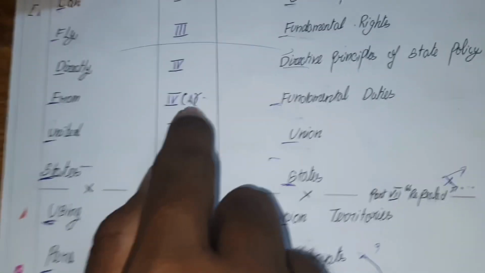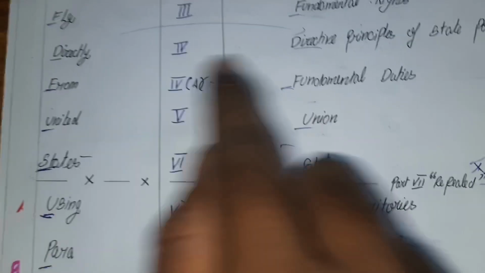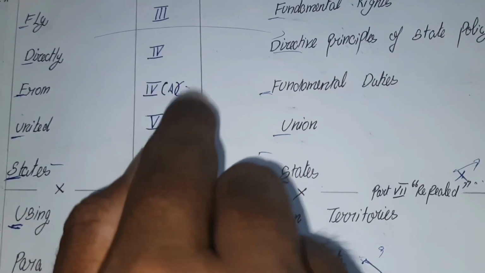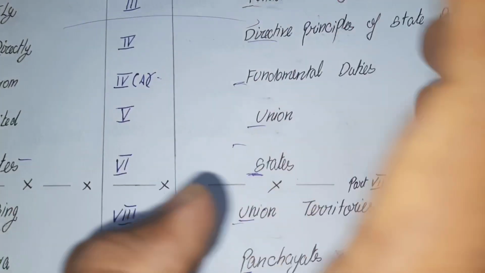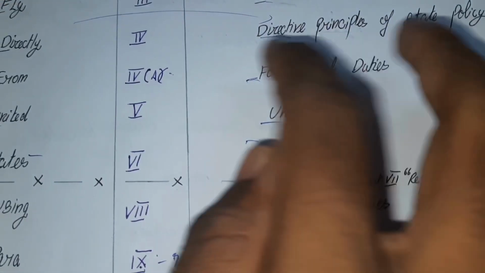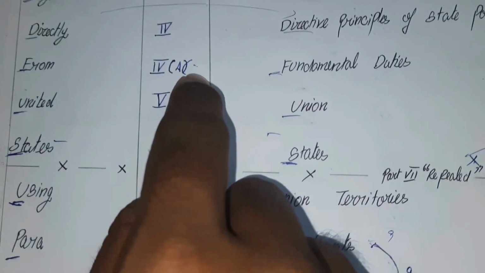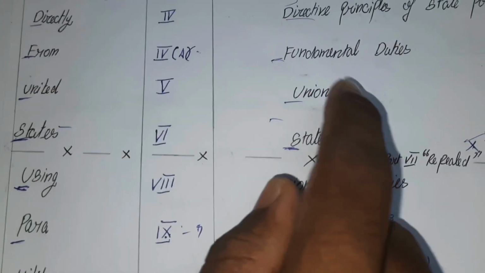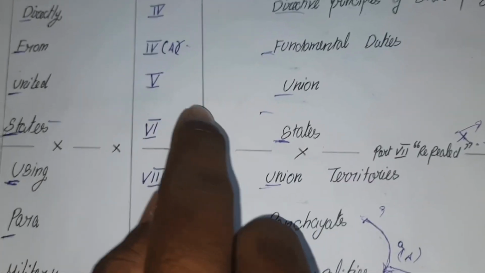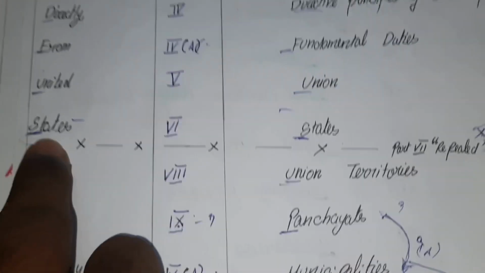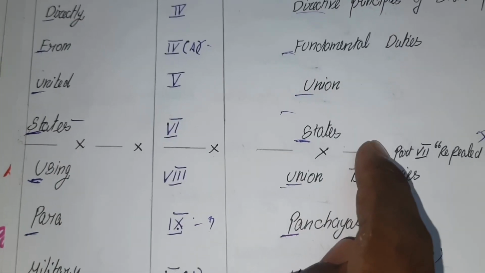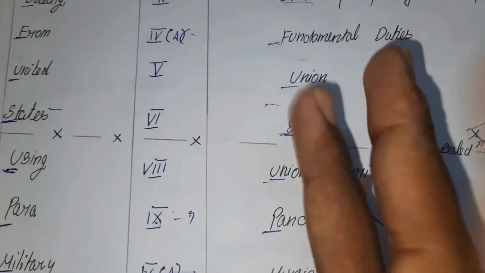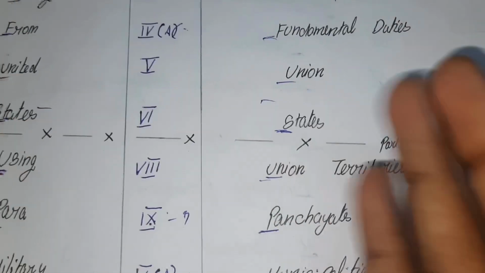The fourth part A, which is F, denotes Fundamental Duties. The 4A was not there at the time of enforcement; it was added after an amendment of the Indian Constitution. The first letter of United, U, denotes Union, which is the fifth part. The first letter of states, S, denotes States, which is the sixth part. It is easy to remember that.